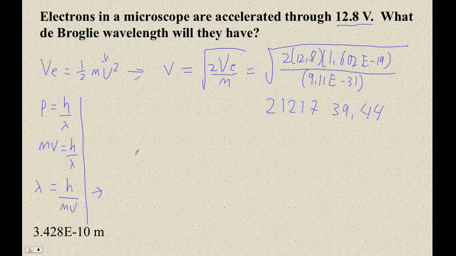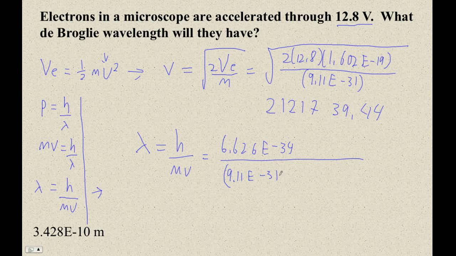I'm going to use this guy here, right? The de Broglie wavelength is Planck's constant over mv, right? So that's 6.626 e minus 34 divided by 9.11 e minus 31 times that velocity, right? 2121739.44, right? Okay, so let's do that.